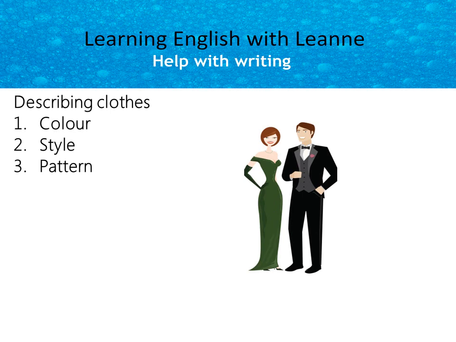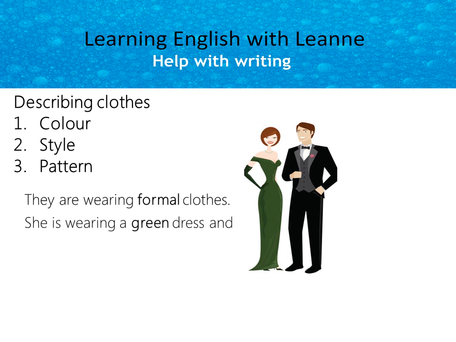This picture has 2 people, so we start different. They are wearing formal clothes. Then we add she. She is wearing a green dress and he is wearing a black suit. So our first sentence is our style of clothes. And in sentence number 2, we describe what she is wearing and what he is wearing.